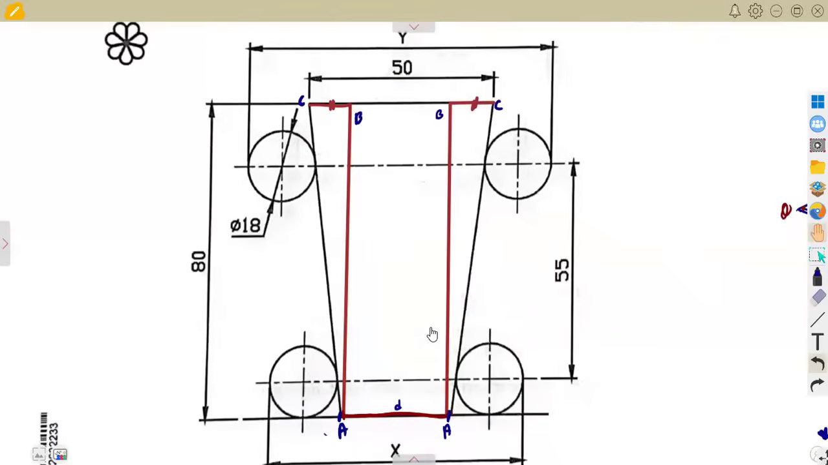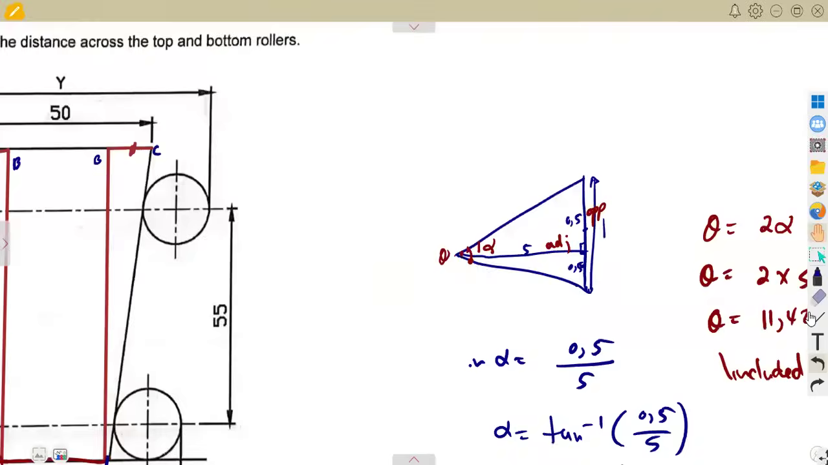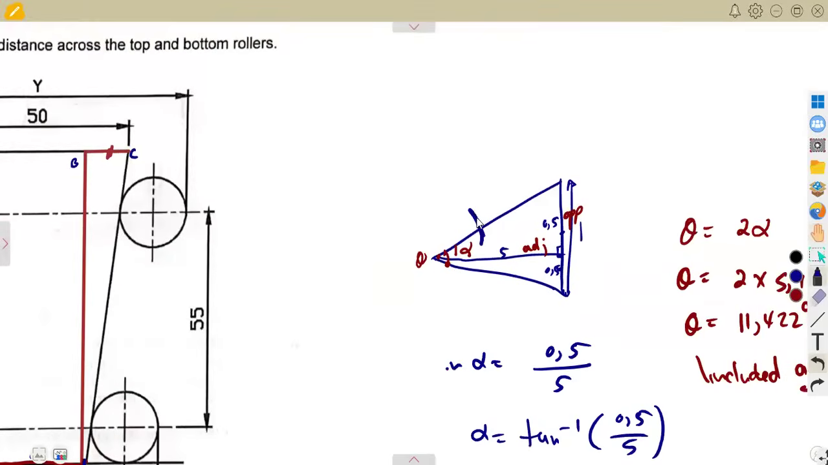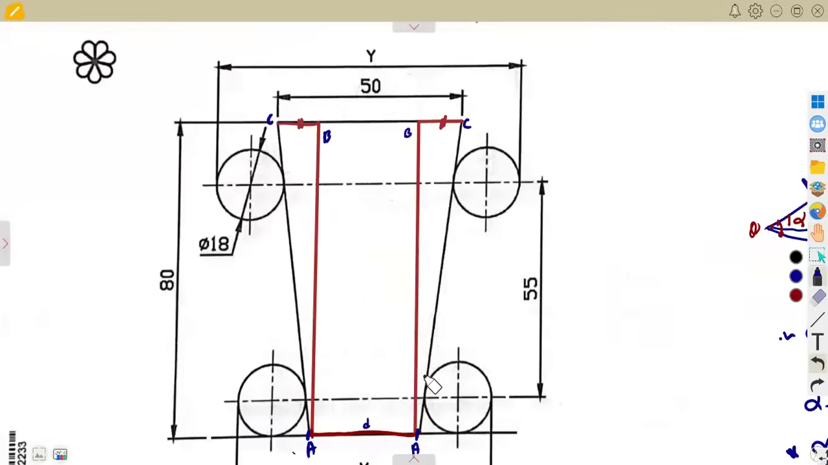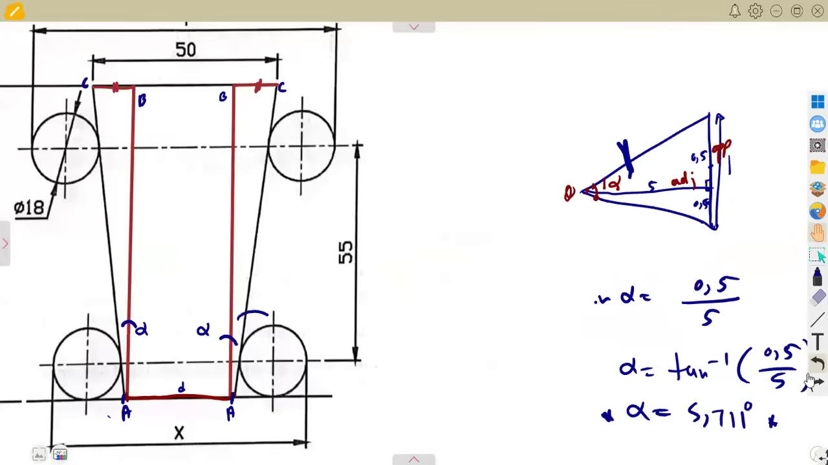All right, let's consider this. We can calculate this because of the alpha that we calculated here. This alpha is the angle between the taper. That is this angle here, your alpha. Remember our alpha was the angle we got, 5.711 degrees.